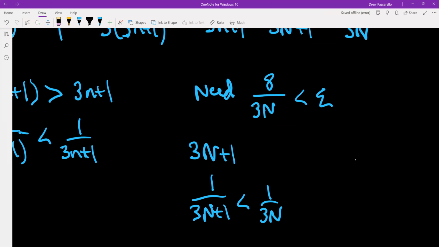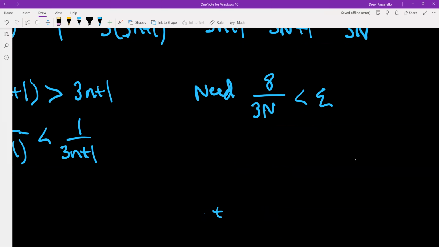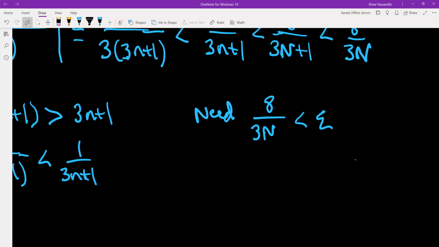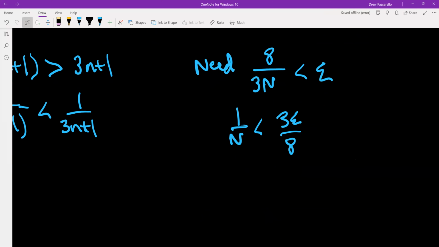Okay, so let me erase this. Again, this is all scratch work. So when is that true? Then I can multiply both sides by 3 over 8. And if I do that, I have 1 over capital N less than 3 epsilon over 8. So I just multiply both sides by 3 over 8. Then taking the reciprocal of both sides, N is going to be greater than 8 over 3 epsilon. Okay, so this is the N that we need.